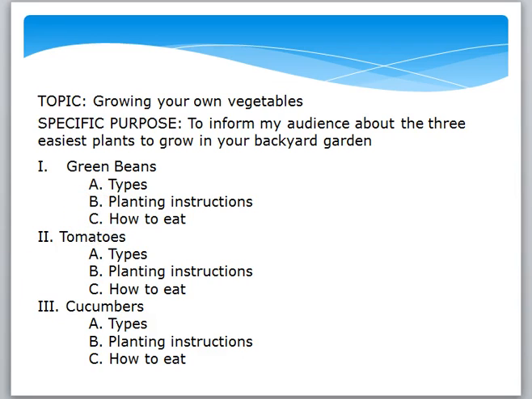You may also see on this outline that the subpoints for each one of the main points is the same. So for green beans, I'm going to talk about a few types of green beans. I will have planting instructions and how to eat or how to prepare them. And I use those same subpoints for tomatoes and for cucumbers. Now it does not have to be done this way. It very much depends on your speech topic and your overriding goal. But in this example, this would allow the audience to follow along with your speech more clearly.